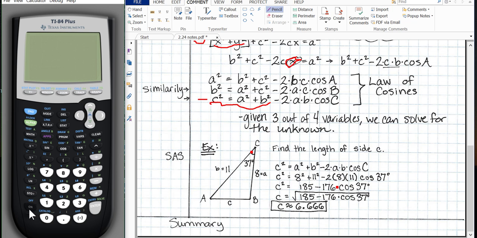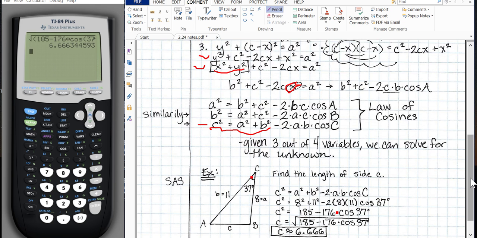Okay, so in the calculator, we're going to put in second square root 185 minus 176 times cosine of 37 degrees. Close your parentheses. And we get that c is about 6.666 units long, rounded off to the nearest thousandth. Alright, so that is how we use the law of cosines.